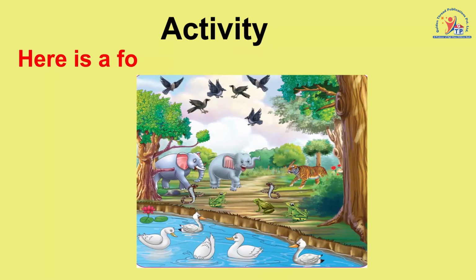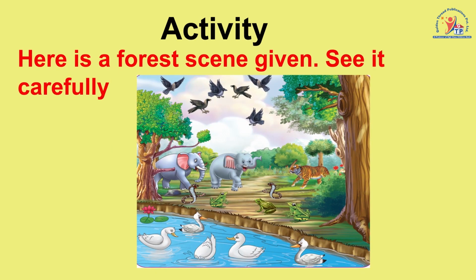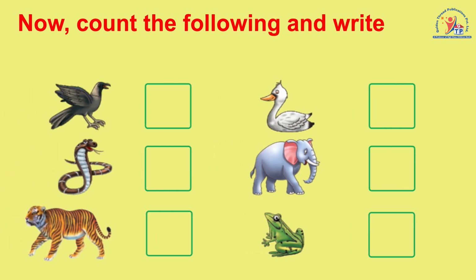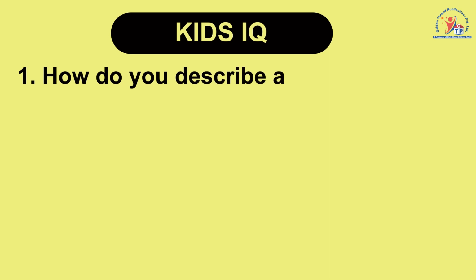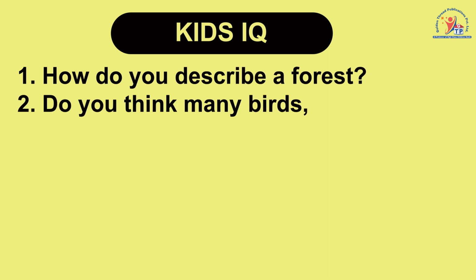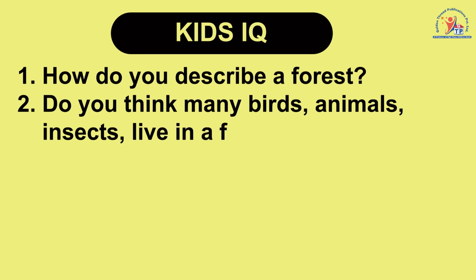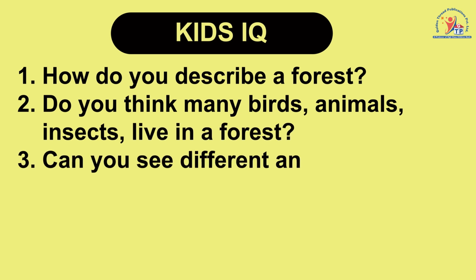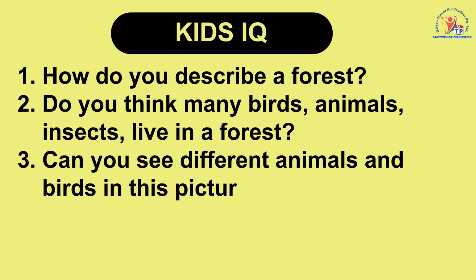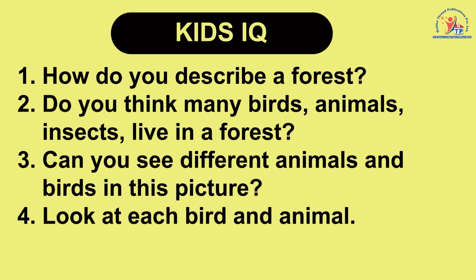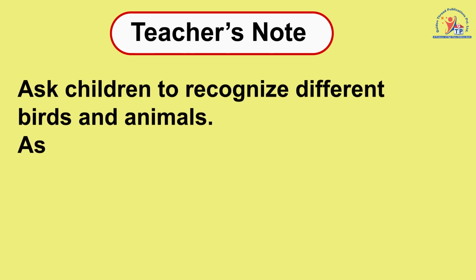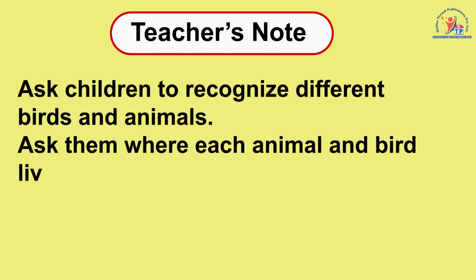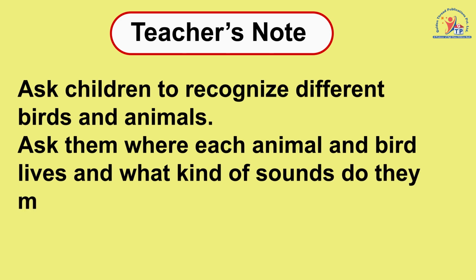Activity: here is a forest scene. See it carefully. Now count the following and write their number. Kids IQ. 1. How do you describe a forest? 2. Do you think many birds, animals, insects live in a forest? 3. Can you see different animals and birds in this picture? 4. Look at each bird and animal. Can you count them? Teachers, note: ask children to recognize different birds and animals. Ask them where each animal and bird lives and what kind of sounds they make.